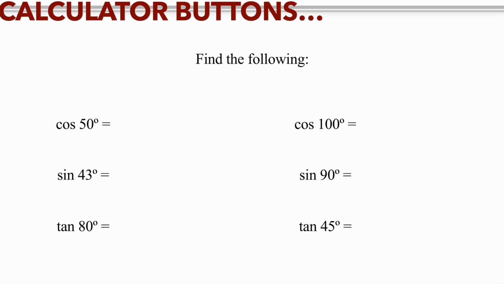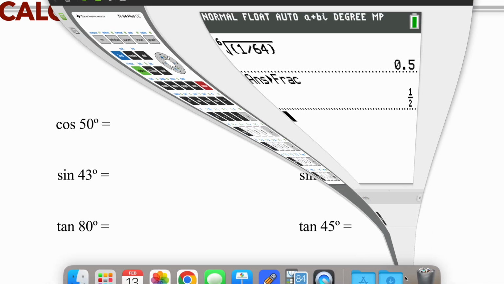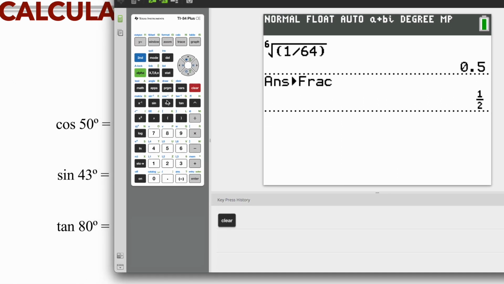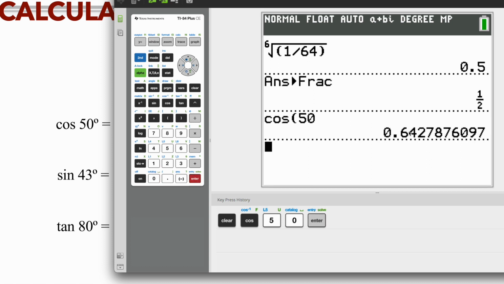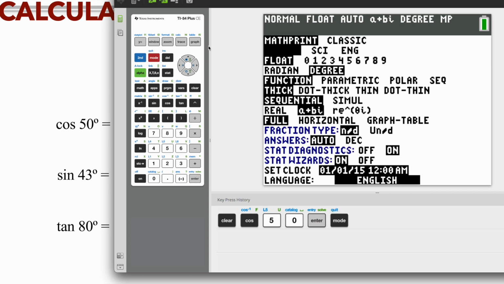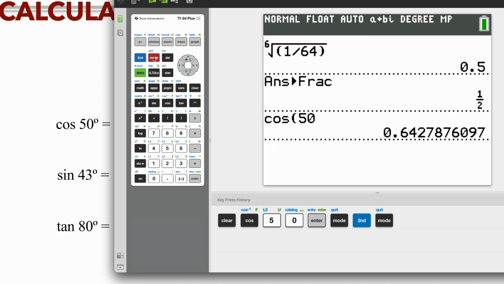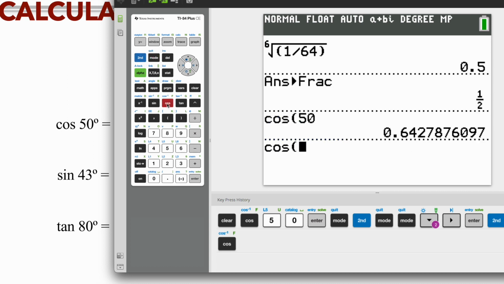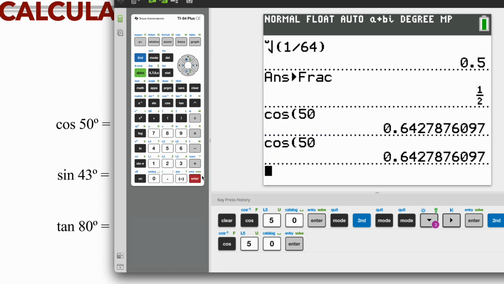To actually put this in the calculator, you're literally going to do exactly what it says. For example, on this first one, cosine of 50, you're literally going to type cosine of 50 degrees and hit enter, and it will give you your answer. Don't forget, there is a chance that your calculator could be in radian mode. So you need to click the mode button, go down, and make sure that degree is selected. Then you can go back and click cosine of 50. That will give you your answer.